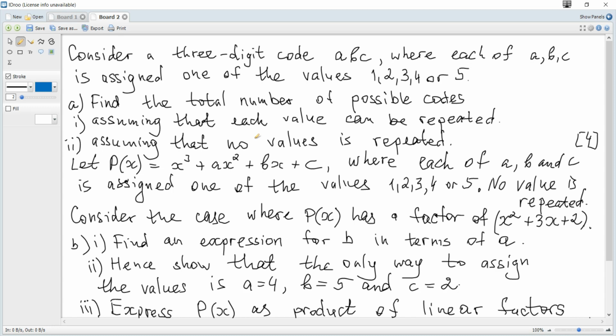Consider a 3-digit code ABC where each of A, B, and C is assigned one of the values 1, 2, 3, 4, or 5. A. Find the total number of possible codes, assuming that each value can be repeated.